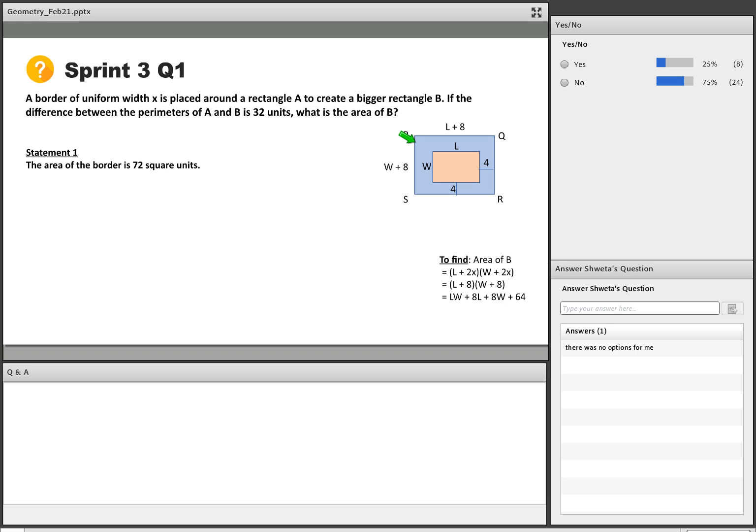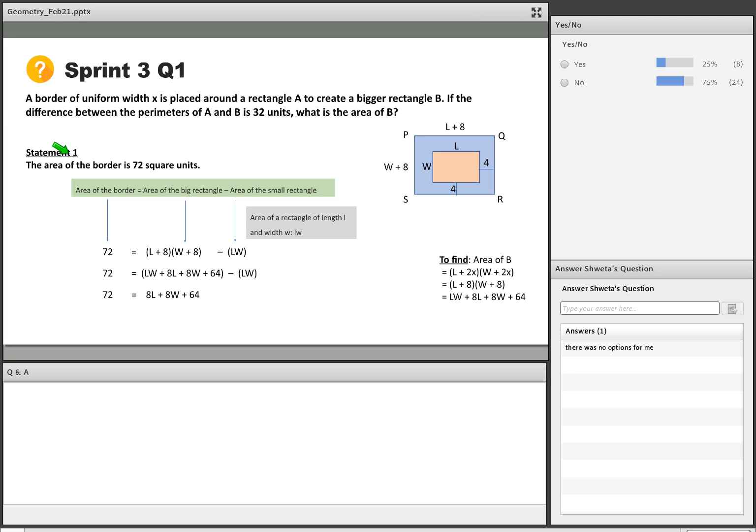8 people thought this was sufficient, from the votes that I have, but most people could tell that this is not sufficient. Good going then. Let's discuss this statement properly. Area of the border you already know is the area of the big rectangle minus that of the small rectangle. The big rectangle, now that I know the value of x, just see how I've simplified my figure further. It's L plus 2x, right? That is what it was, and x was 4.